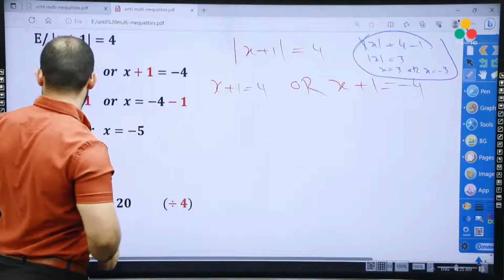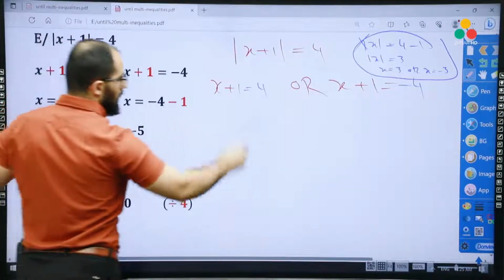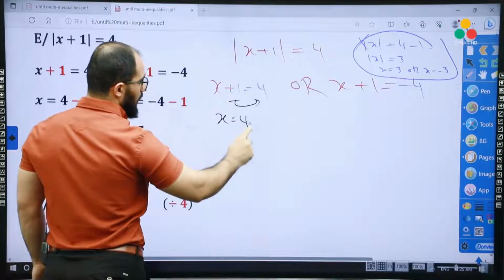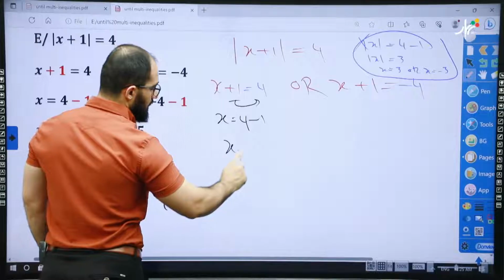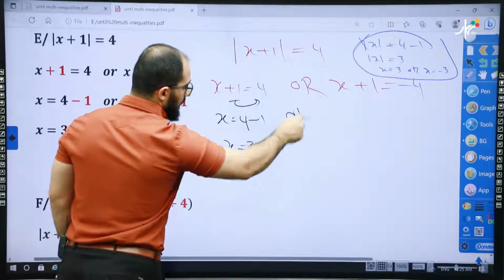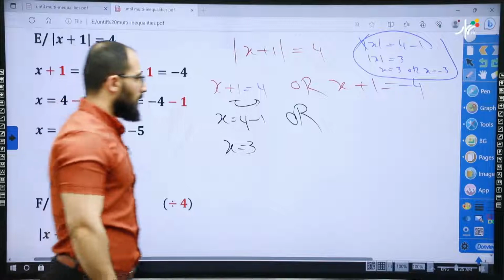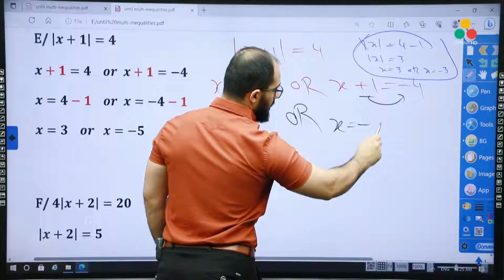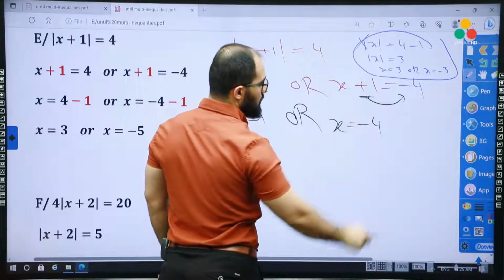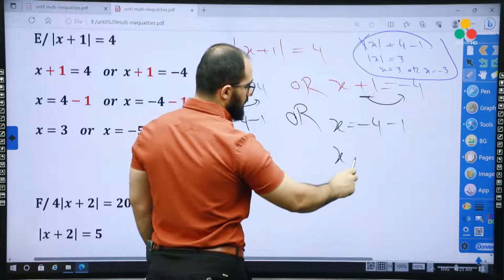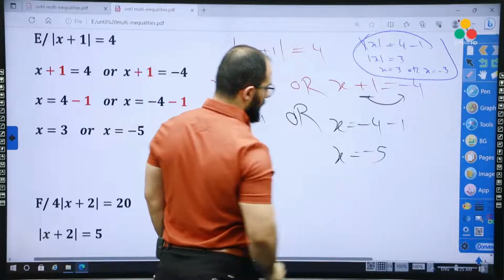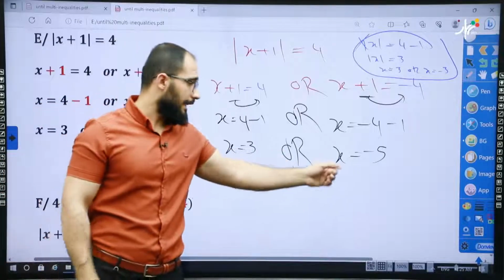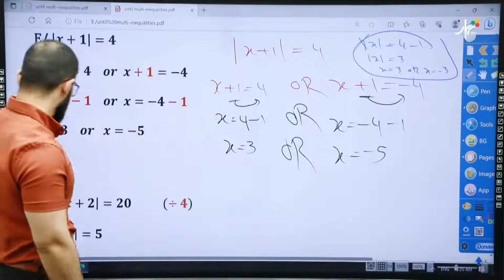Then solve them separately. Move it to the other side: x is equal to 4 minus 1, so x is equal to 3. Then the other part, move it to the other side: x is equal to negative 4 minus 1, so x is equal to negative 5. So the solution is x is equal to 3 or x is equal to negative 5.